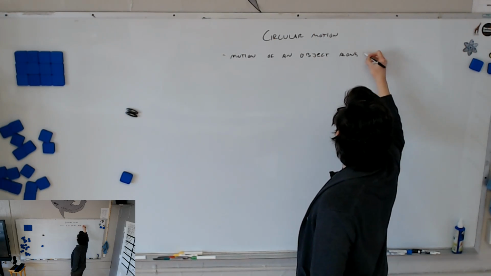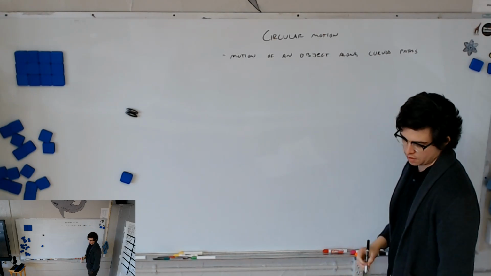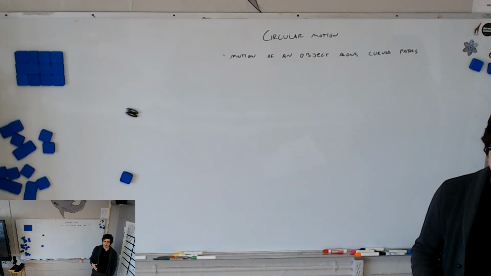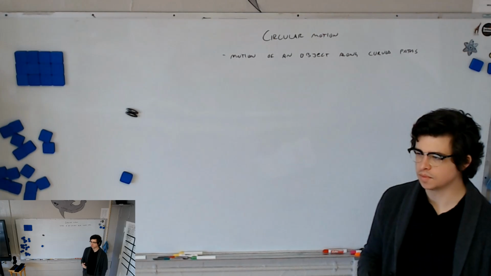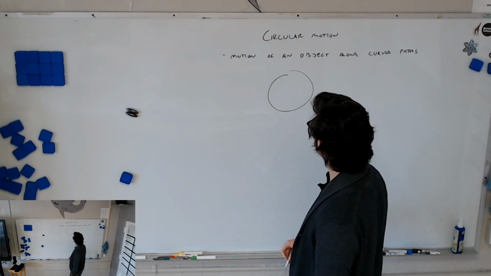So circular motion is motion of an object along curved paths, right? So generally, obviously, we're thinking about it moving how, though? Not always, but generally how. In a circle. Whoop, there we go. That's a fairly good circle.